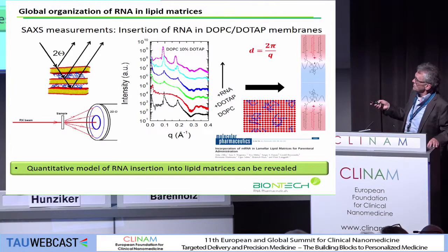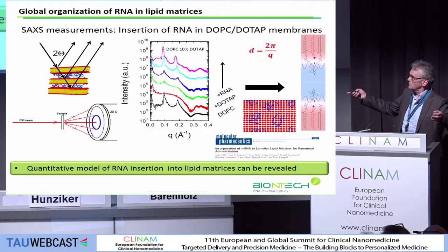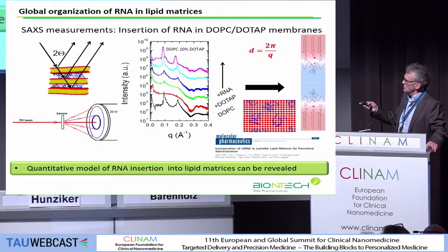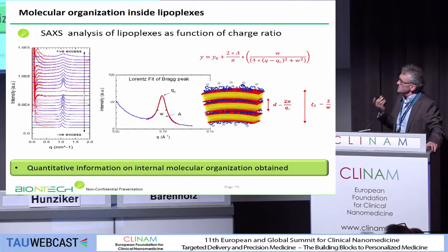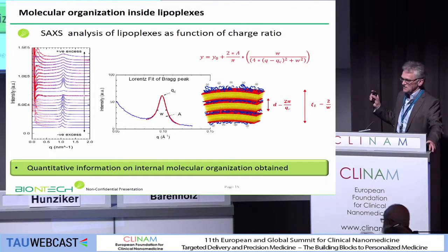Here you have unstructured curves which indicate this is just one single particle which scatters, from which then you can derive the internal structure. So there is in principle lots of information in here, which in that case enabled us to construct a model of how the RNA is inserted into lipid bilayers, and we could quantitatively calculate the composition of this phase.